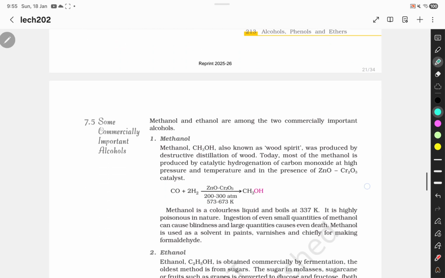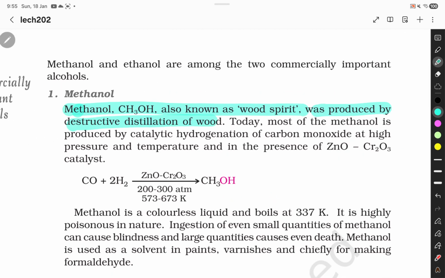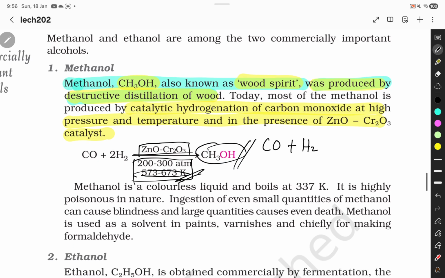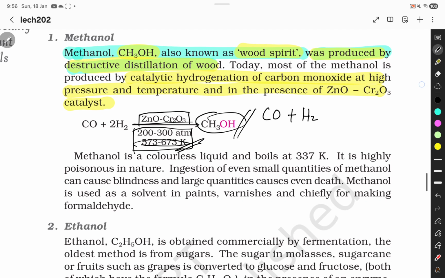So the next part is commercially important alcohols. In your lower grades, you probably learned that destructive distillation of wood gives you wood spirit, which is also called methanol. Now, carbon monoxide with H2 in ZnO-Cr2O3 at 573 to 673 Kelvin gives you methanol. This is a very forgotten reaction, remember.